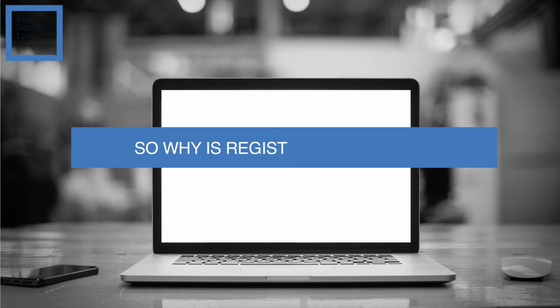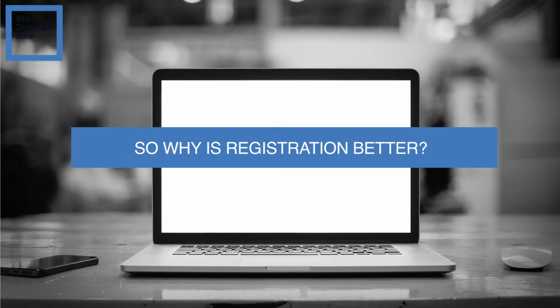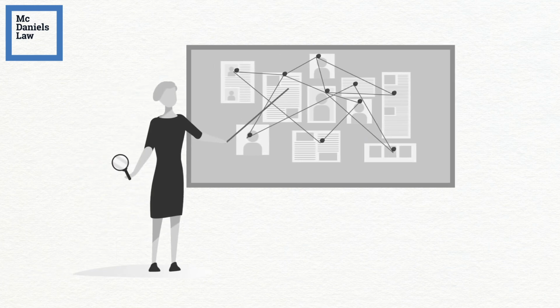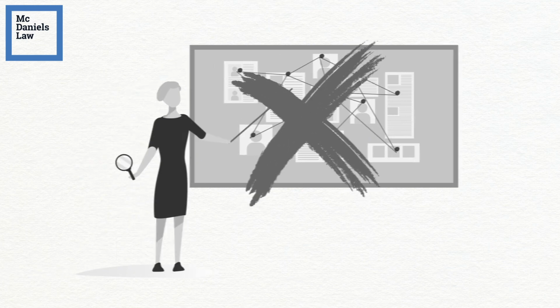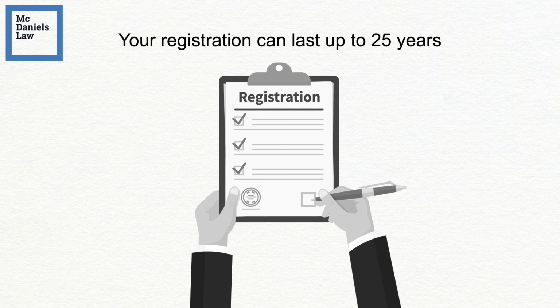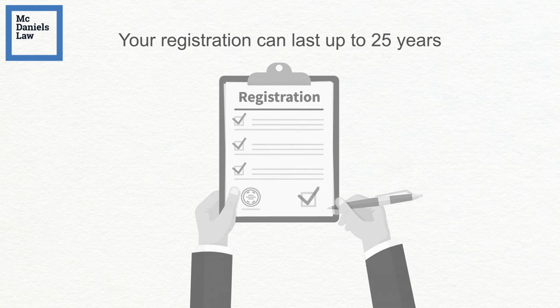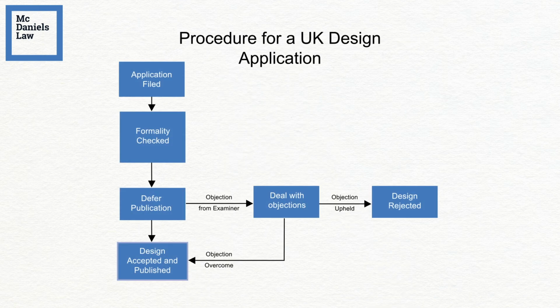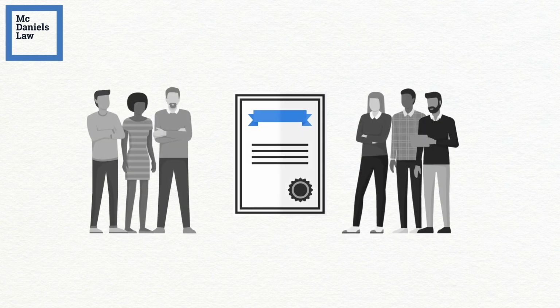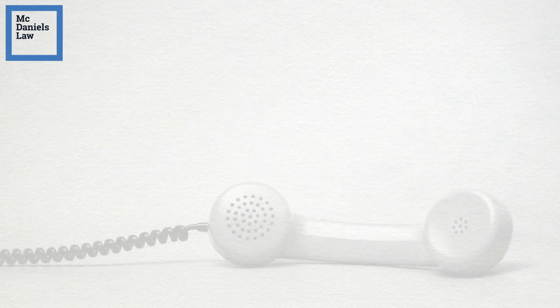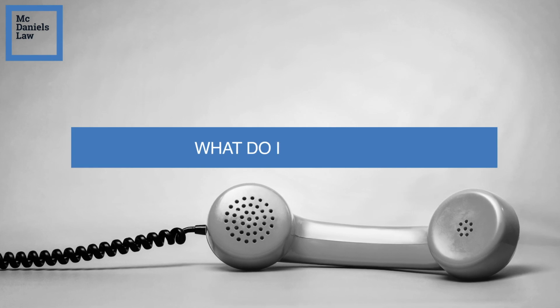So why is registration better? Two reasons really. Firstly, you don't have to show that anybody has copied your design if there is an infringement. Secondly, your registration can last up to 25 years if you want it to. There is a cost, but it is minimal. The process is also quite simple. Below is a flowchart showing the procedure for a UK design application. There is a process whereby anybody with an interest can object to the grant of the design, but there is no formal opposition process. What do I do next?